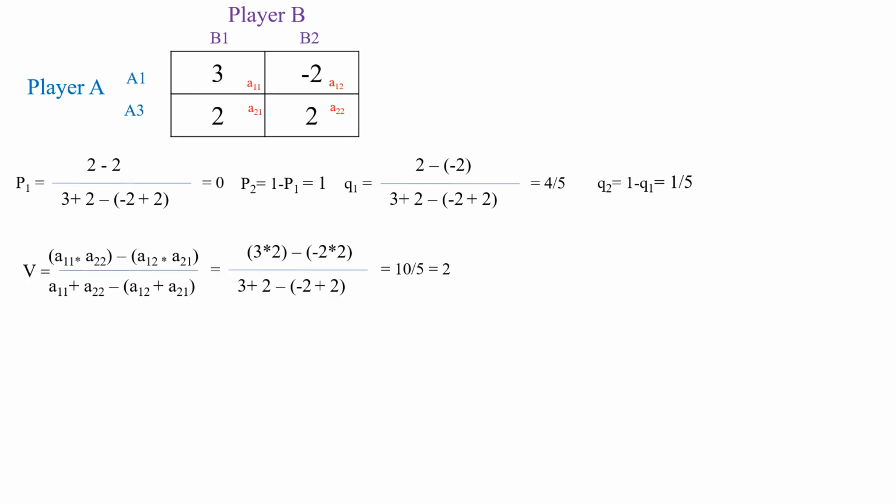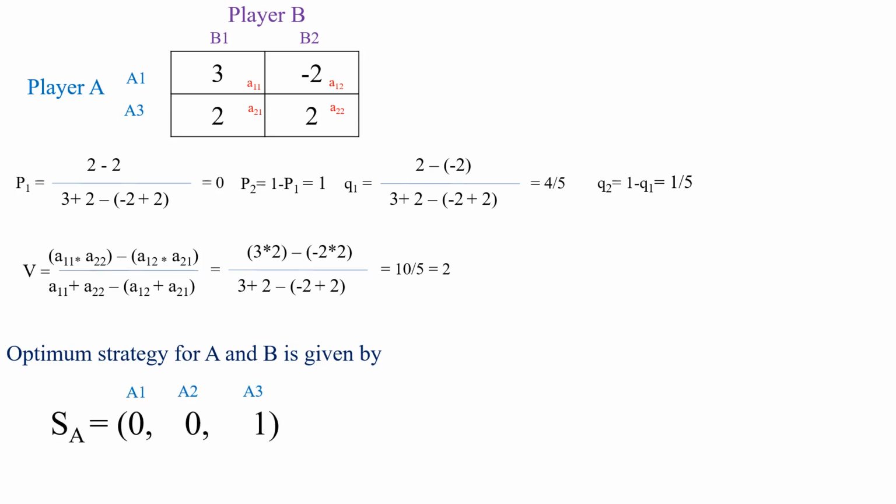Next, similarly, we determine the value of the game. Here also I substitute all the values of A11, A12, A21 and A22. Then the value of the game is 2. Then the optimal strategy for A and B is given by 0, 0, 1 for player A, and similarly for player B it is 4 by 5, 1 by 5, comma 0. So this is the solution, and thank you.